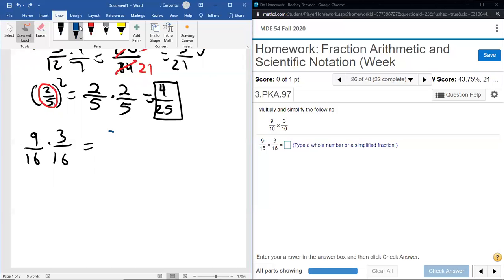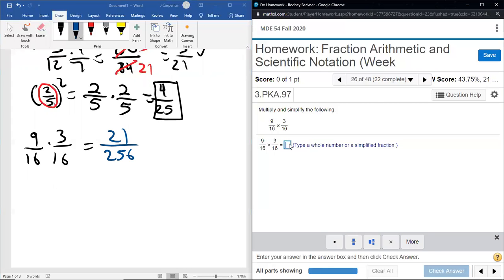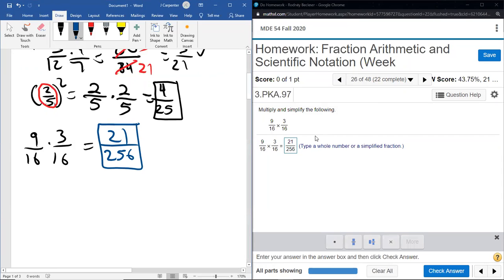So 9 times 3 is 21. 16 times 16, 10 of them would be 160. Another 6 would be 96, so that's 256. I'm not going to pull out the calculator just for 16 times 16. So it's 21 divided by 256. Now notice, I don't even think about reducing this. If you can't reduce here, then you can't reduce here. That's one of the really awesome facts about multiplying and reducing. If you can't reduce it first, then you can't reduce after you've multiplied. If you don't believe me?